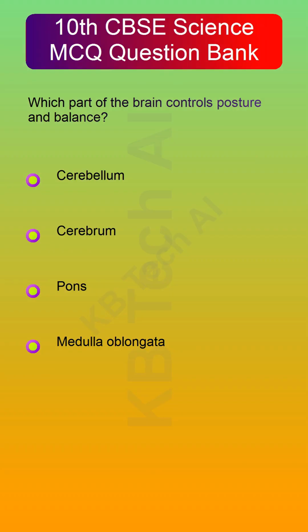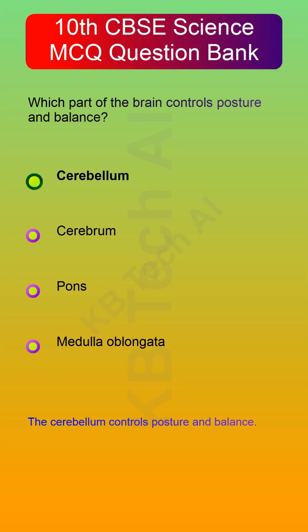Which part of the brain controls posture and balance? Option 1, cerebellum. Option 2, cerebrum. Option 3, pons. Option 4, medulla oblongata. The answer is Option 1, cerebellum.